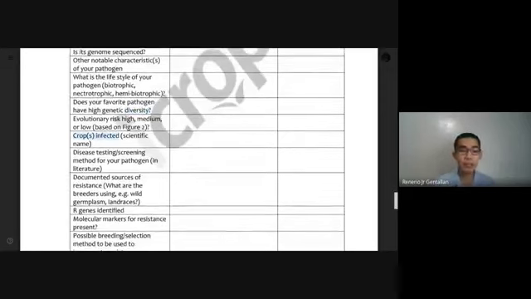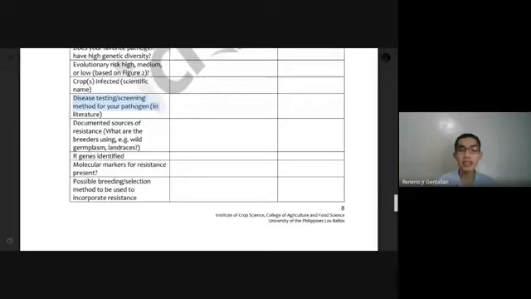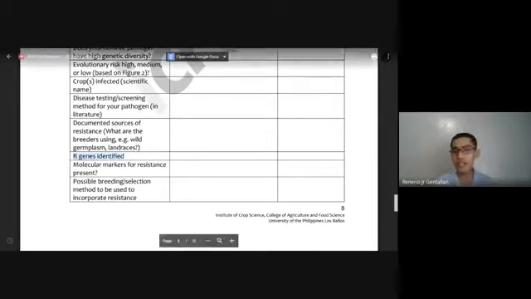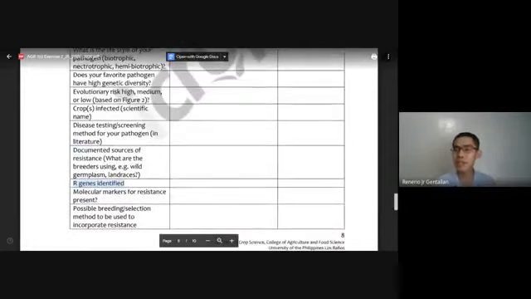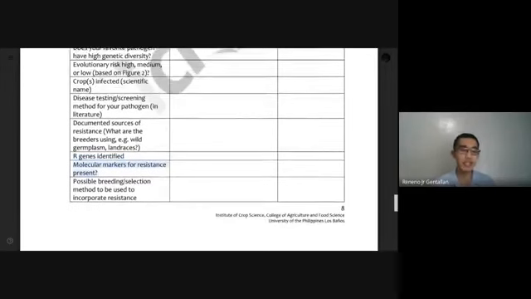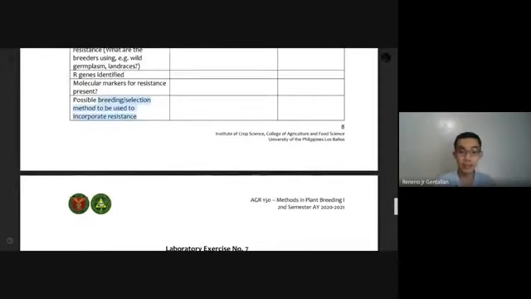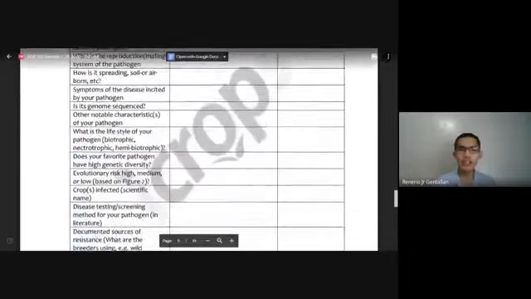Aside from that, place here the crop or crops it infects, and the disease testing and screening method for your pathogen. It's also on literature and documented sources of resistance. Is it wild races, germplasm, or landraces? Is there any literature saying that there is a source of resistance? Are the R genes identified? Is there a hypersensitive response? Are molecular markers for resistance present, yes or no? And of course, possible breeding and selection methods that could be used. So this is just your toolbox.